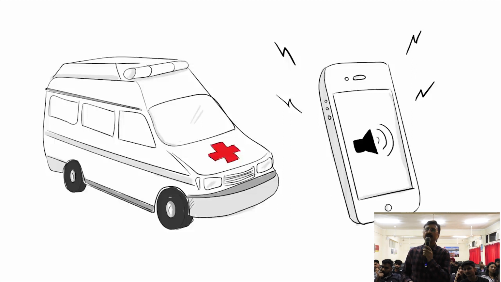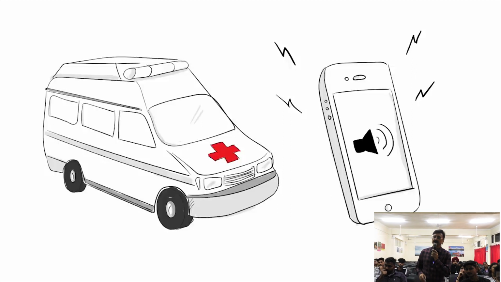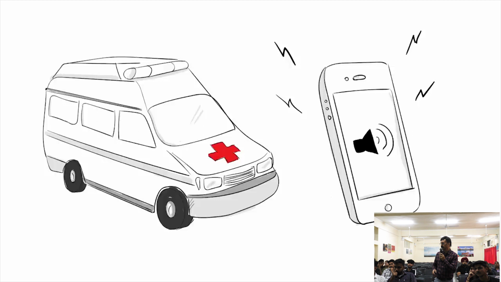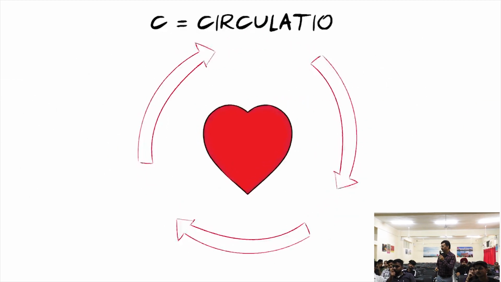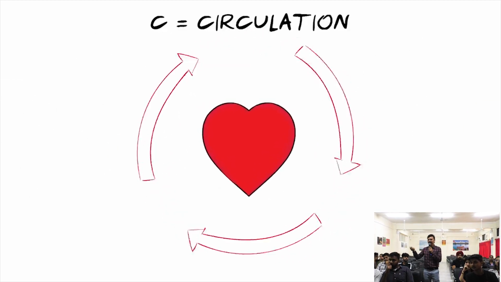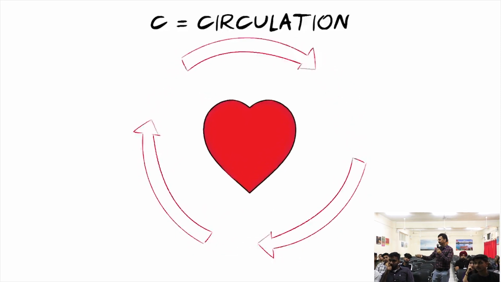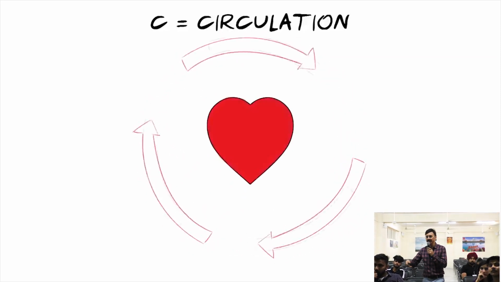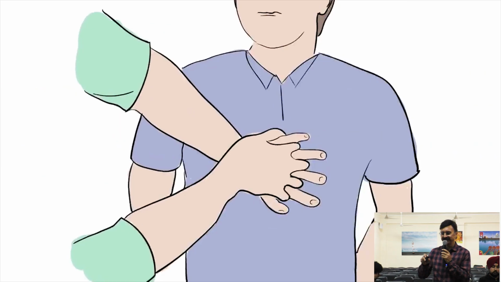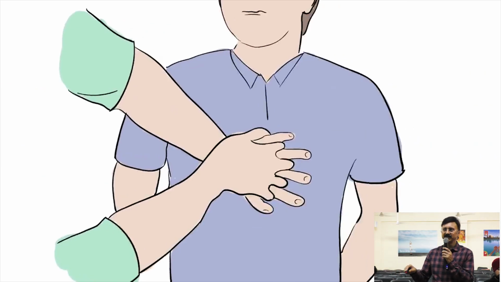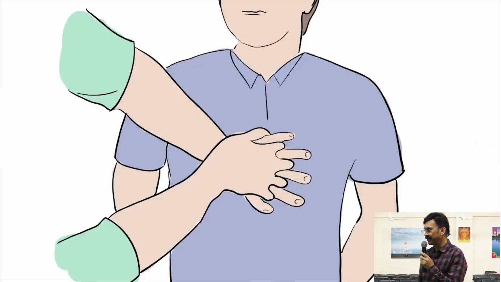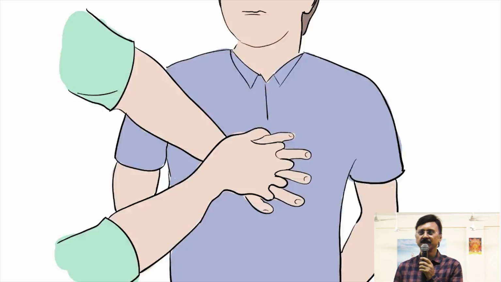And here you can see, you can keep your mobile on speaker mode so that you can be in touch with the ambulance and you can describe what is going on, so that they can also tell you what to do next. And here you can see next step is restoring the circulation. So how you will restore the circulation?